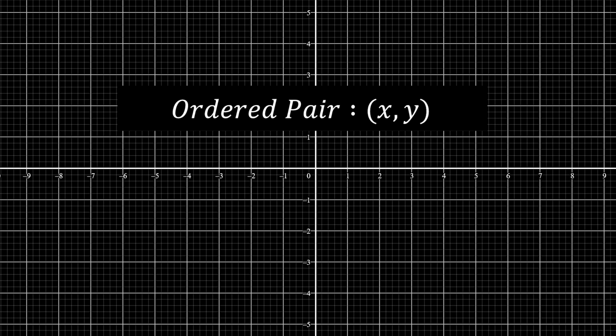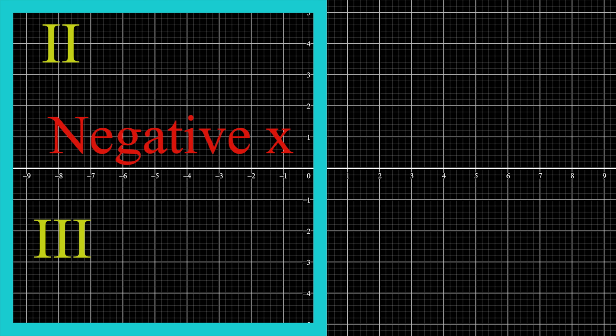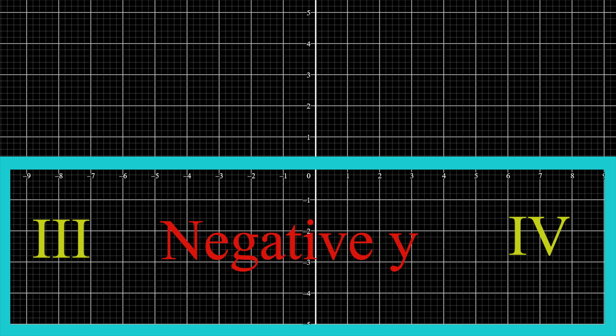Every point on this plane has a unique location ID called an ordered pair. It's called an ordered pair because the first number always represents the x-coordinate and the second number always represents the y-coordinate. Well, at least as far as we're concerned. Also, notice how in certain quadrants, x is negative, and in certain quadrants, y is negative.